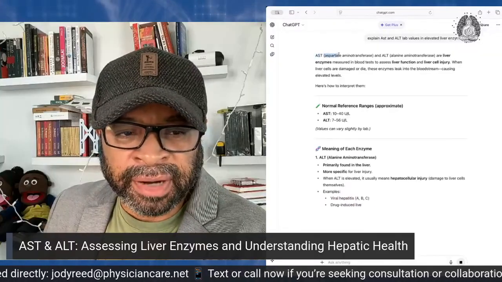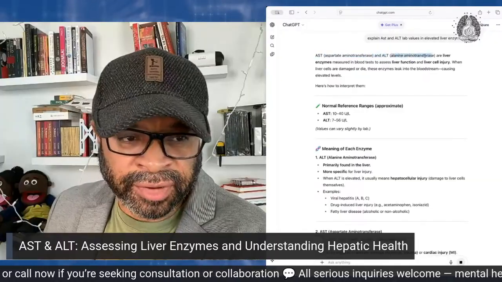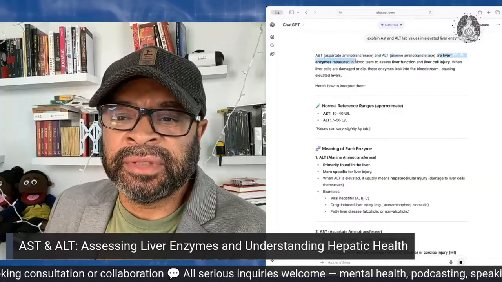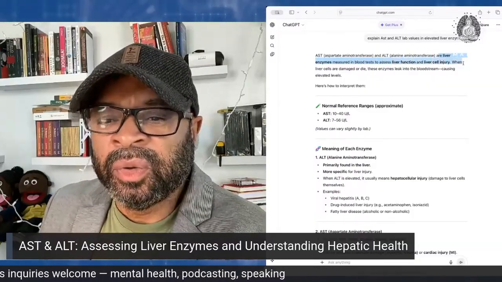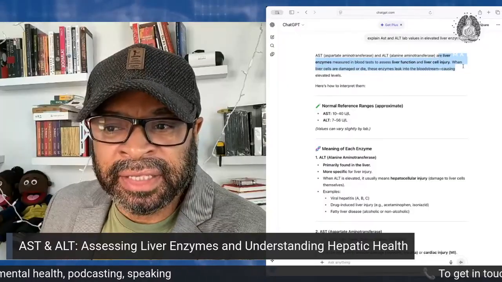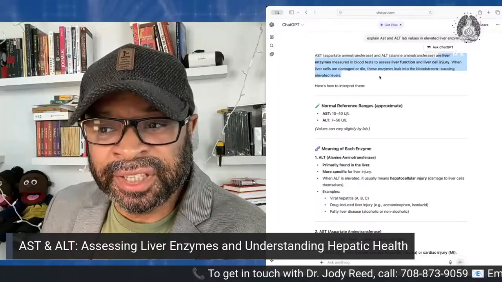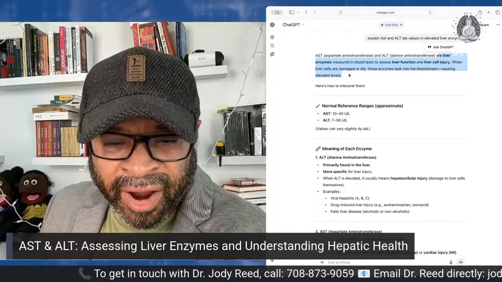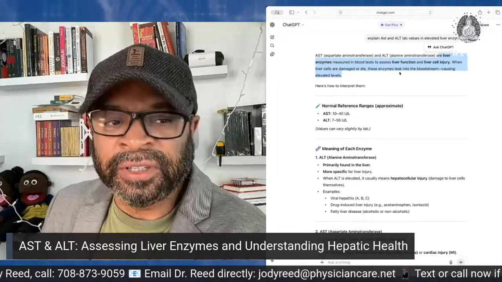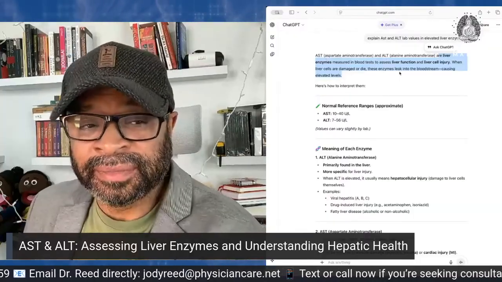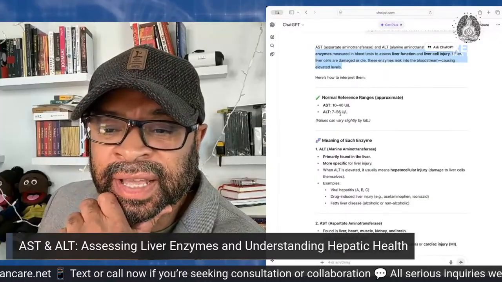AST, aspartate aminotransferase, right? ALT, alanine aminotransferase. These are liver enzymes measured in blood tests to assess liver function and liver cell injury. When liver cells are damaged or die, these enzymes leak into the bloodstream, causing elevated levels. Okay, here's how to interpret them. The normal range: AST 10 to 40, ALT 7 to 56.